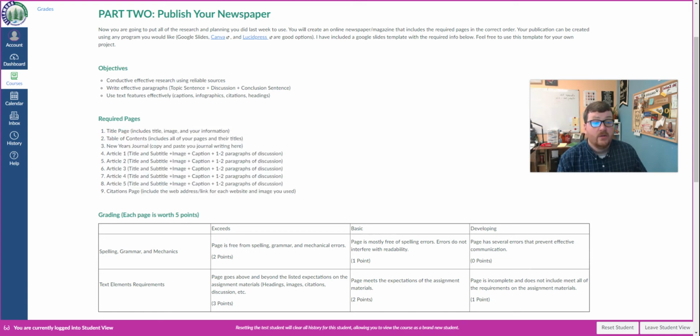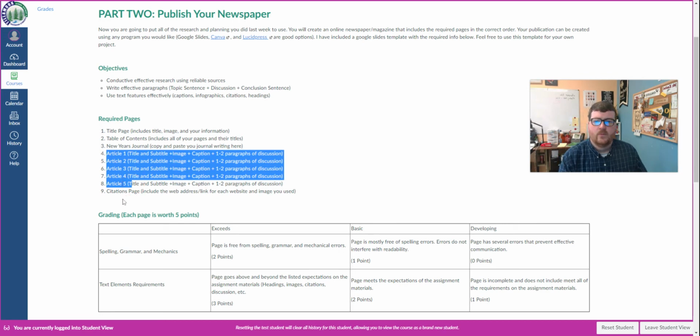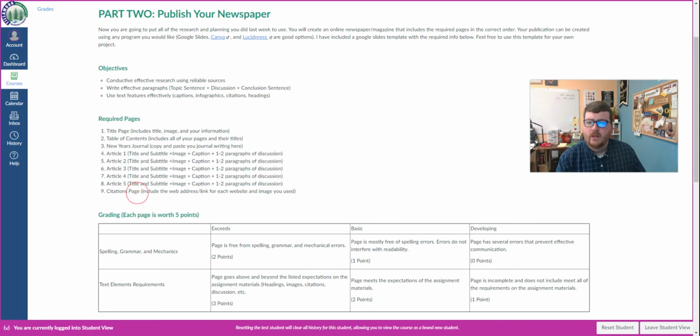The third page, I'd like you to copy and paste your New Year's journal entry from last week, those 3 paragraphs. And then I would take the time to edit, make sure they look good. You've then got your 5 articles here that we've been working on for the last week. And then I would like to have a citations page.